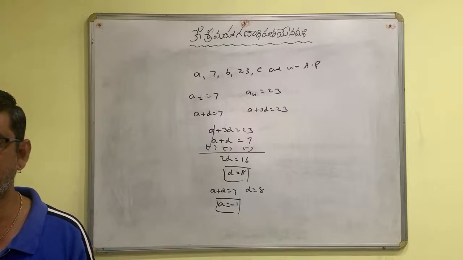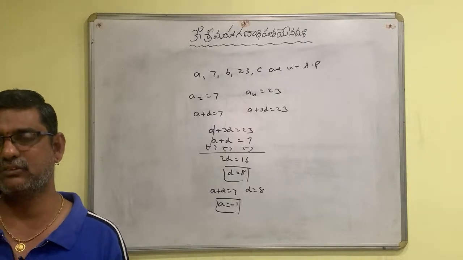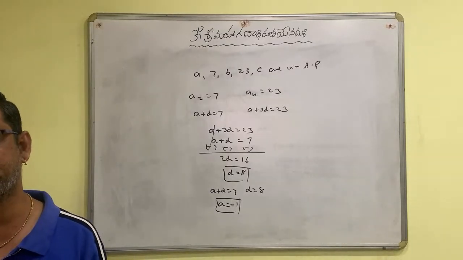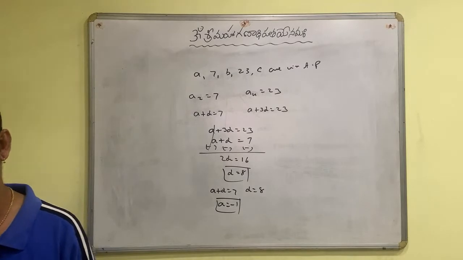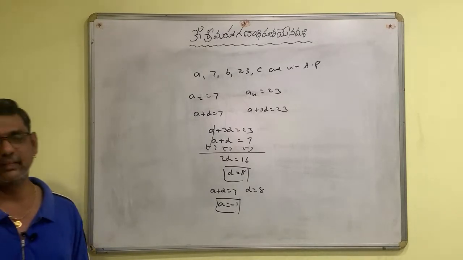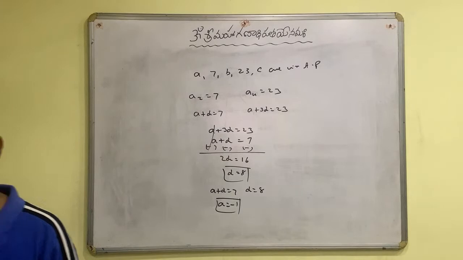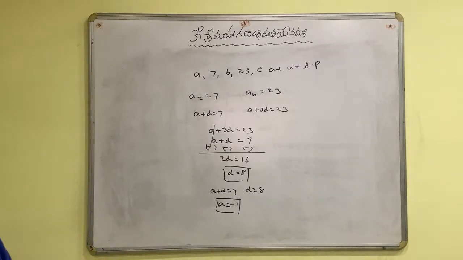A is negative 1, D is 8, so second term 7 is given. So third term will be 7 plus 8, 15. Fourth term is 23. Then fifth term is 23 plus 8, 31. Okay?